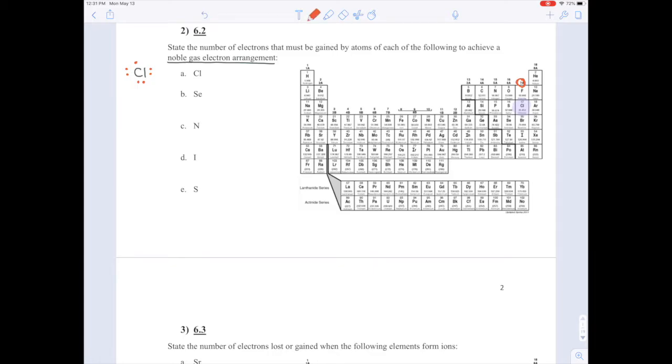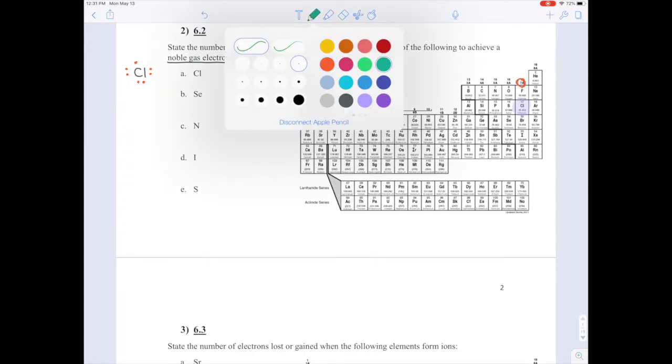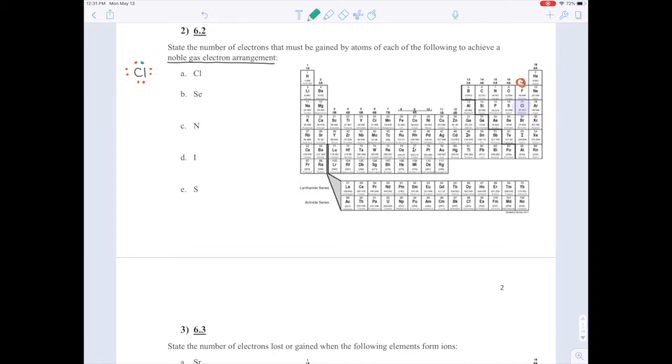You can see that it has only 1 unpaired electron. So to get all of its electrons paired, all it has to do is gain 1 electron. They're asking you to state the number of electrons that must be gained. In the case of chlorine, 1 electron, the symbol for electron is a lowercase e with a negative sign in the top right. 1 electron must be gained. And if 1 electron is gained by chlorine, then it has all paired electrons, just like the noble gases in group 8A. Those are the noble gases on the right side of the periodic table. Okay, so that's chlorine.